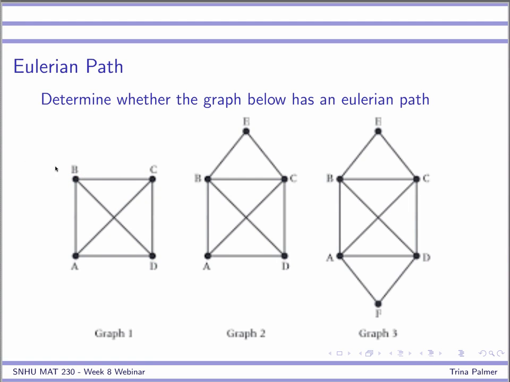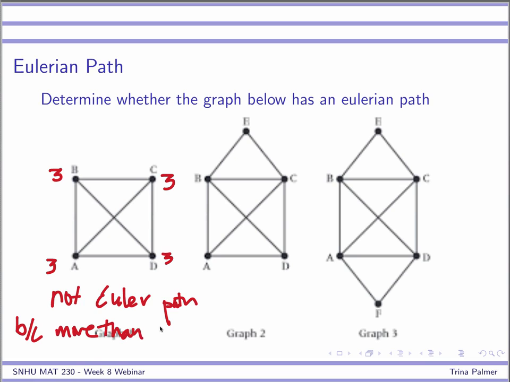So vertex B has degree 3. This one has 3, 3, 3. And this is no Eulerian path, and we can tell because there are more than 2 vertices of odd degree. So it's not an Euler path because there are more than 2 vertices of odd degree. In order to have an Euler path, you need exactly 2. So let's do the next one.